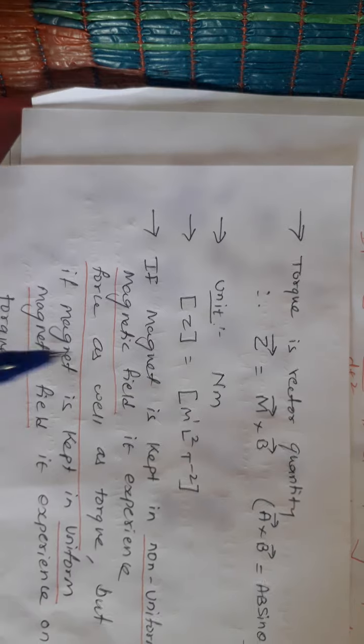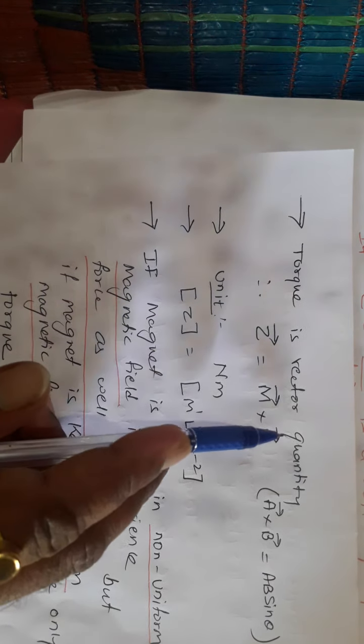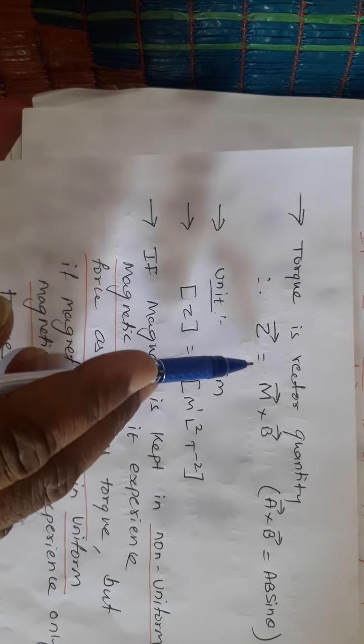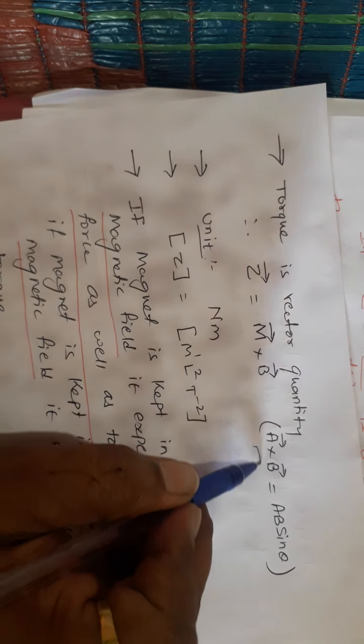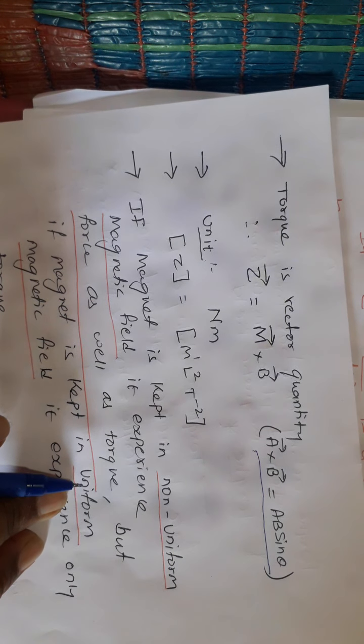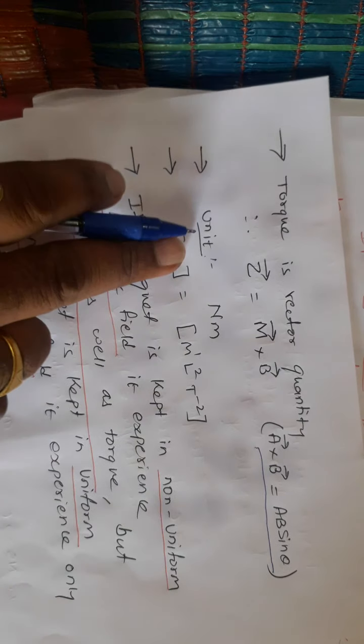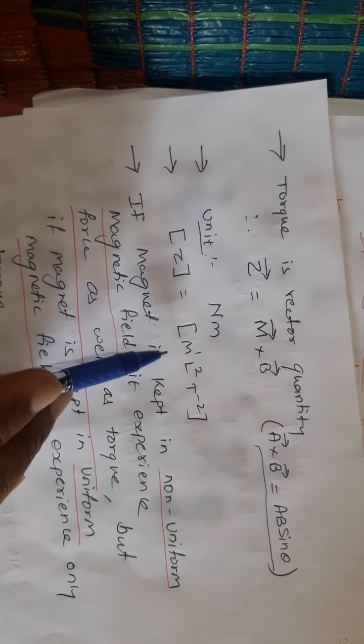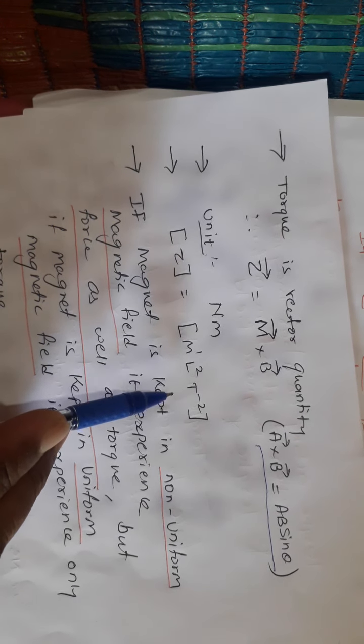Now there are a few points we have to understand again. Torque is a vector quantity. So torque vector is M vector cross B vector. We know the formula A vector cross B vector is equal to AB sin theta. So torque MB sin theta becomes M vector cross B vector. The unit of torque is Newton meter. The dimensional formula for torque is M1 L2 T minus 2.